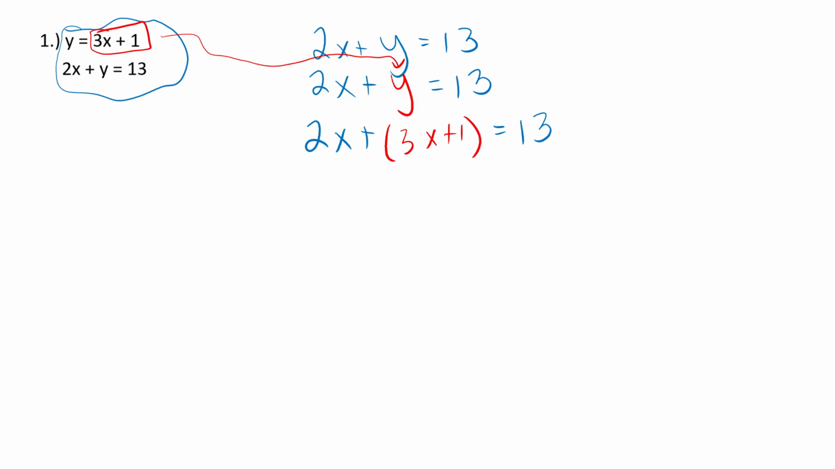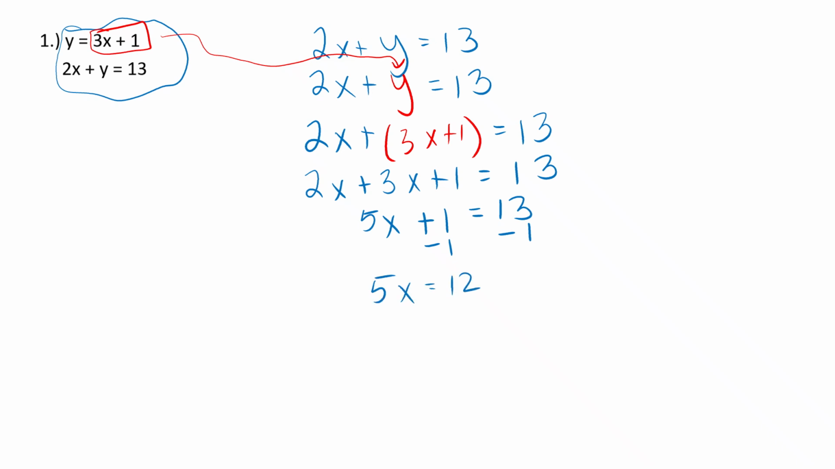Now our equation solving skills will kick in. We can simply remove the parentheses. 2x plus 3x is 5x. Then we will subtract 1 from both sides, and then divide both sides by 5 to get x is 12/5.